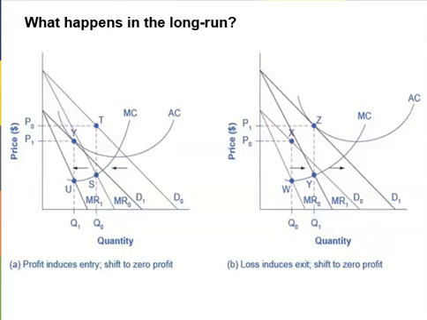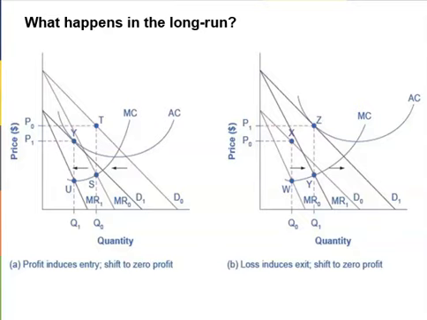As a firm's perceived demand curve shifts to the left, its marginal revenue curve will shift to the left too. The shift in marginal revenue will change the profit maximizing quantity that the firm chooses to produce, since marginal revenue will then equal marginal cost at a lower quantity.